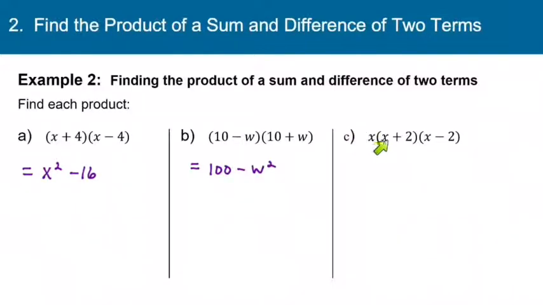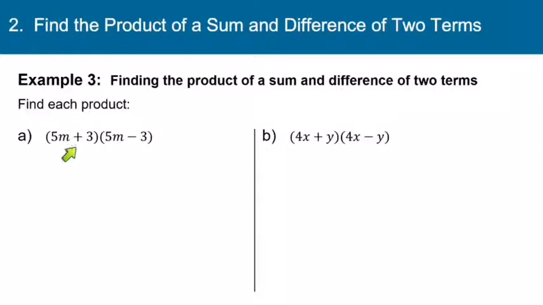For part C, notice that we do have a sum and a difference of the same two terms, but we also have this x in front. So first let's multiply this sum and difference out. We'll keep the x in the front, and we'll say x plus 2 times x minus 2 is going to be x squared, middle term is 0, and then the last term is going to be negative 4. And then finally we can distribute the x, and get x times x squared is x to the third, and x times negative 4 is negative 4x.